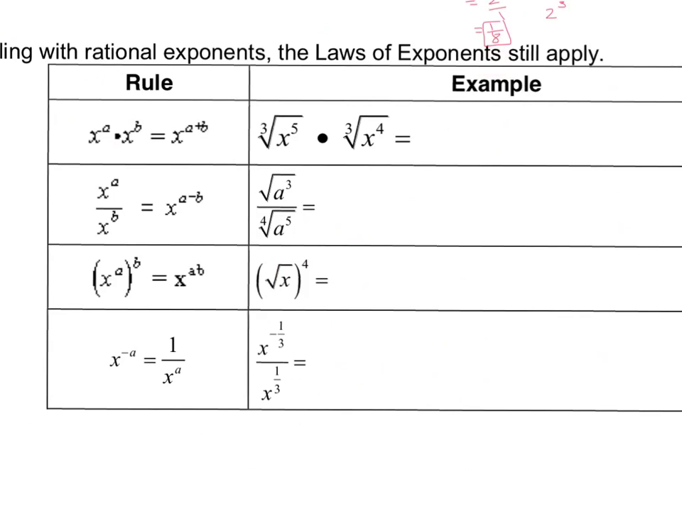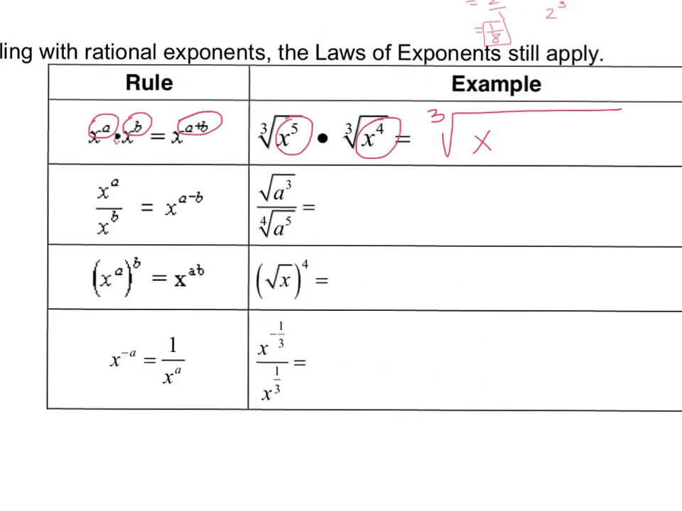Now let's move on to the second part of this sheet. Now remember that all the laws of exponents still apply to rational exponents. So remember, when you are multiplying, you add the powers. So it would be a plus b. So what you can do is, as you can see, both of them have cubic roots. So extend the cubic root and write under it x to the power 5 and x to the power 4.